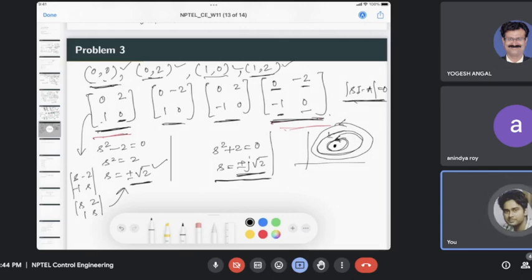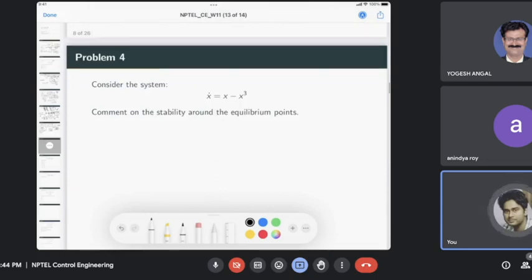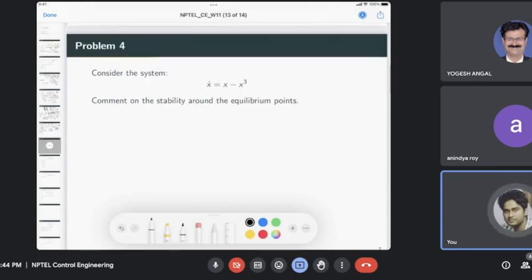Okay, then we can move to the next question. Again we have a system, a first order system, so it's easy to comment on. We find the equilibrium points: f is 0 and x could be plus minus 1.